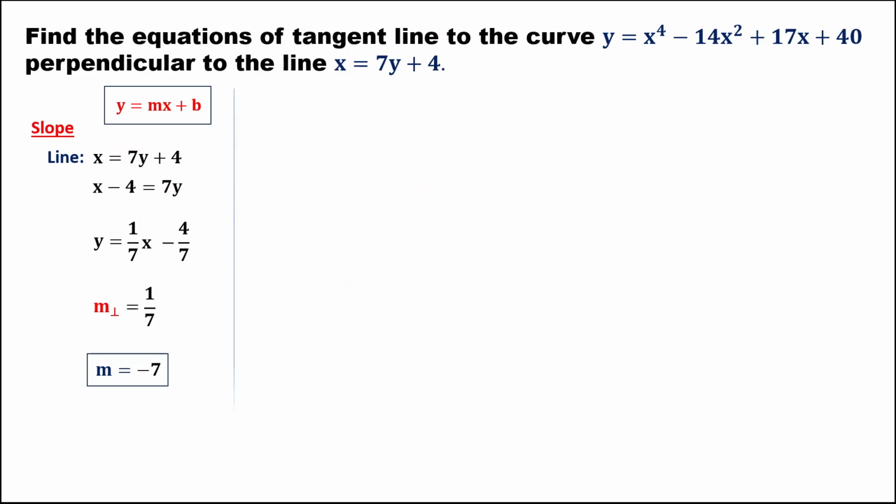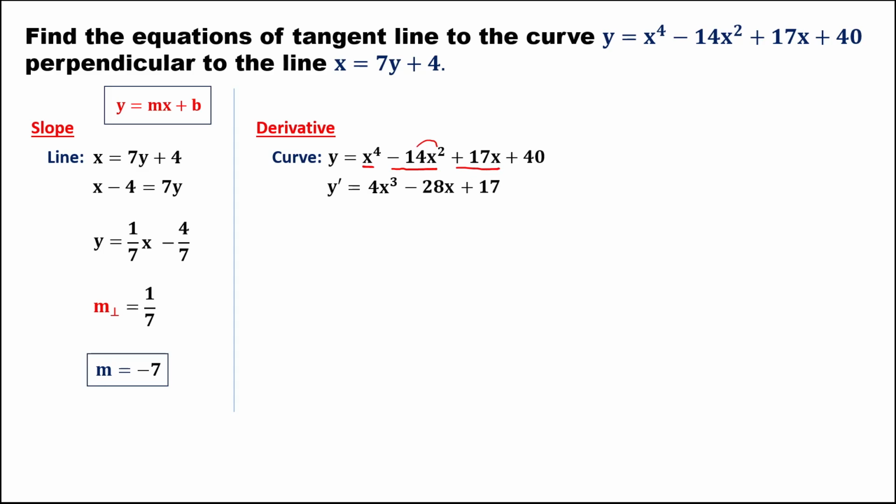So since we now have the slope, we need to find the derivative from the equation of the curve. Then to find the derivative, y prime equals the derivative of x to the power 4. This is 4x to the power 3. Then for this negative 14x squared, 14 times 2, this one is negative 28 times x. Then for this positive 17x, the derivative is positive 17.